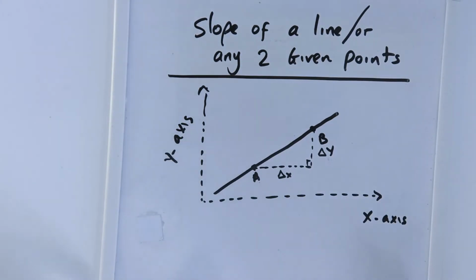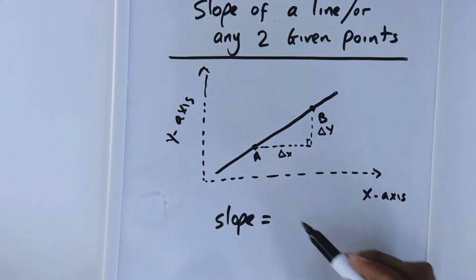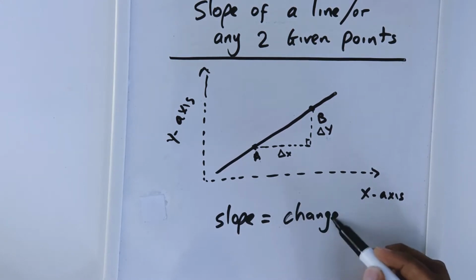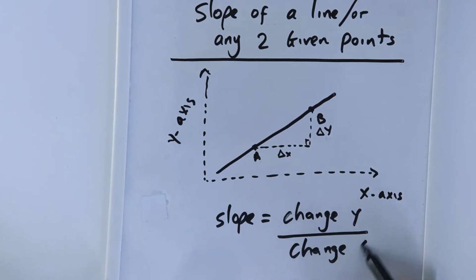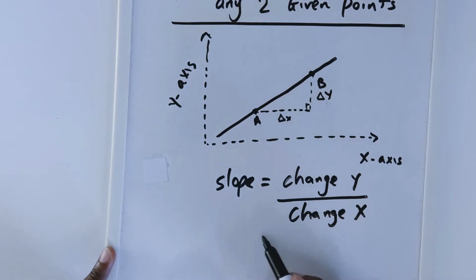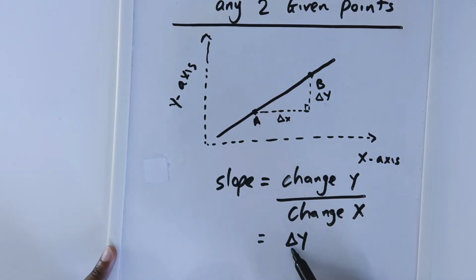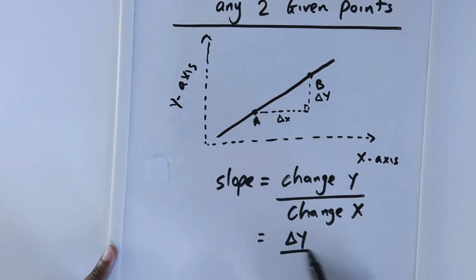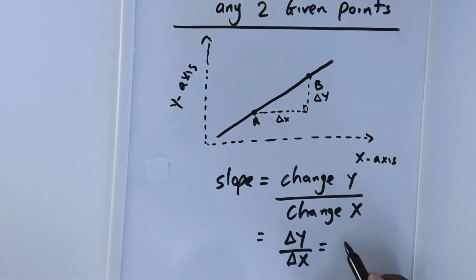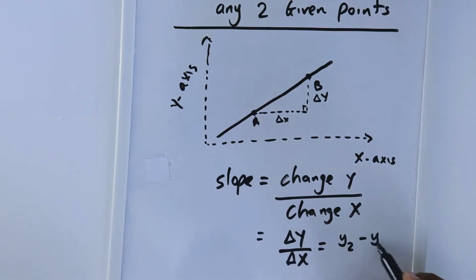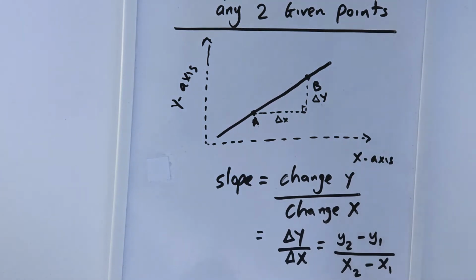Let's start with explaining the concept of a slope. A slope is equal to change in y divided by change in x. What this means is sometimes written as delta y, that is a fancy way of writing change in y, divided by delta x. And this means y2 minus y1 divided by x2 minus x1.